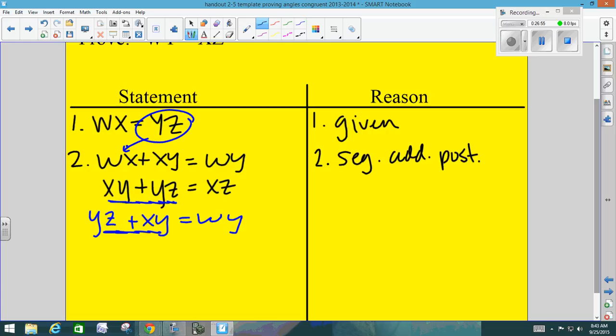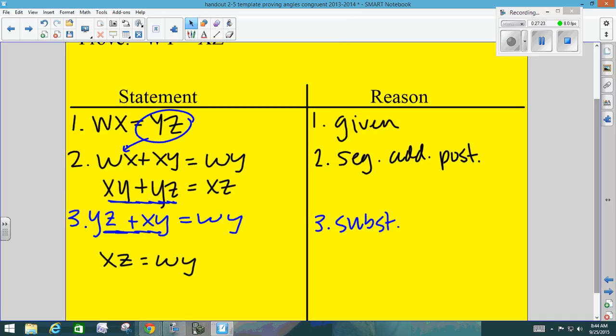Do you guys agree with us? We've got to come up with reasons. Substitution for 3. Yeah, that blue one that I have up here. We took yz and substituted it in for wx. How about 4? Yeah, you could do substitution, or we could also do what? Transitive.